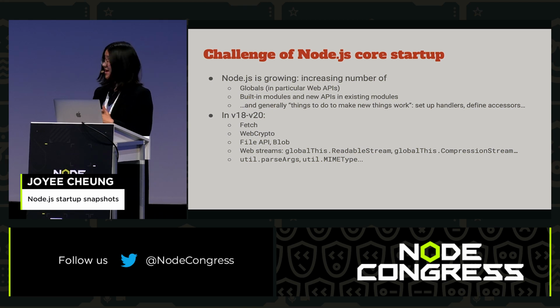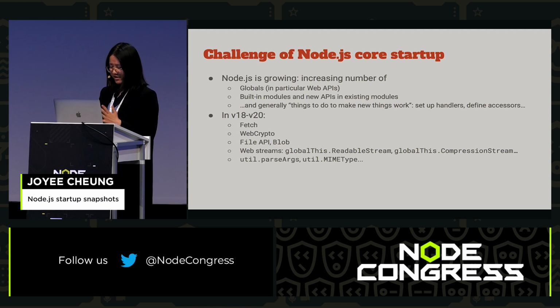A bit of history. The startup snapshot integration started while Node started gradually dropping the old small core philosophy and adding a lot more built-in features. This includes new globals, in particular new web APIs, new built-in modules, and new APIs in existing modules. And these new features either require additional setup during the startup of Node Core or require additional internal modules to be loaded during the startup.